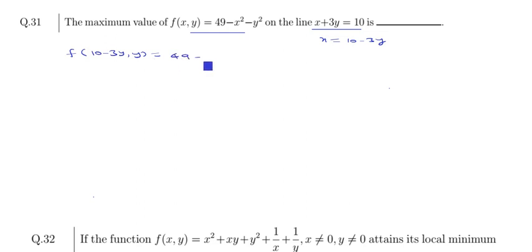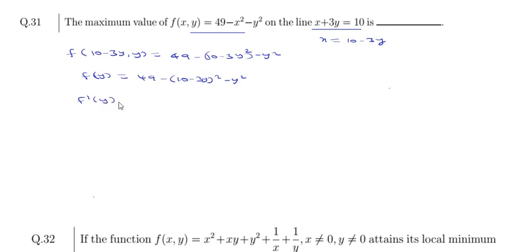So we will get 49 minus, so x is 10 minus 3y, square minus y square. So it will be a function of a single variable, f of y equal to 49 minus (10 minus 3y) square minus y square. To find the maximum value of f, we can use the first derivative test for a single variable. So this is f of y.